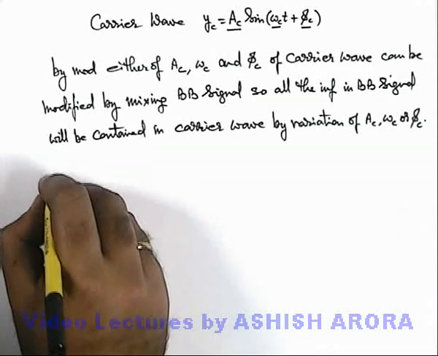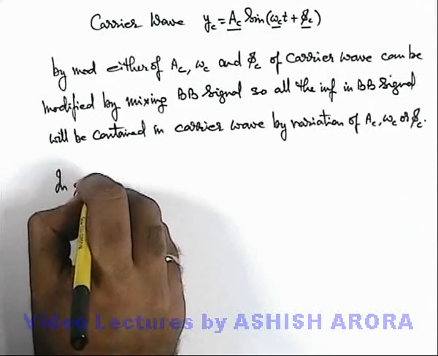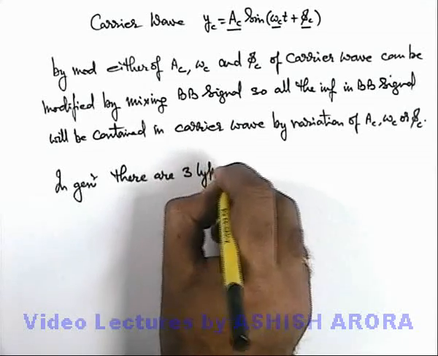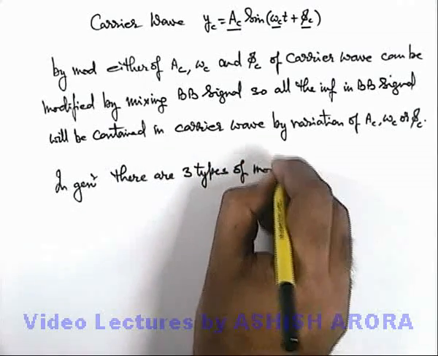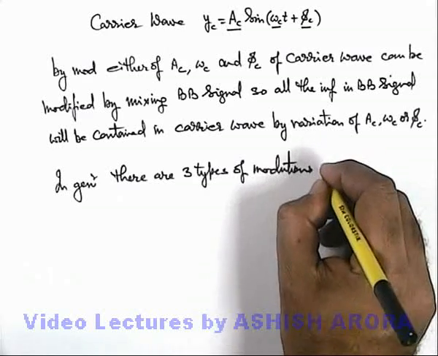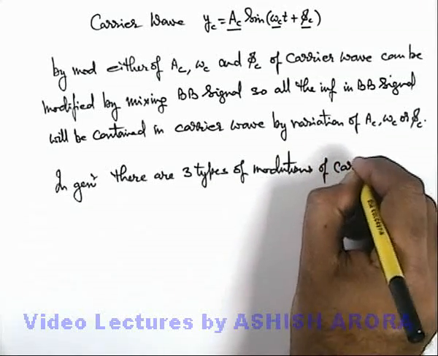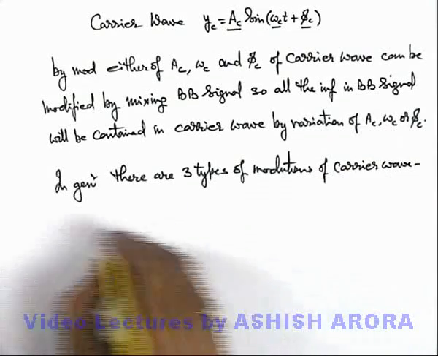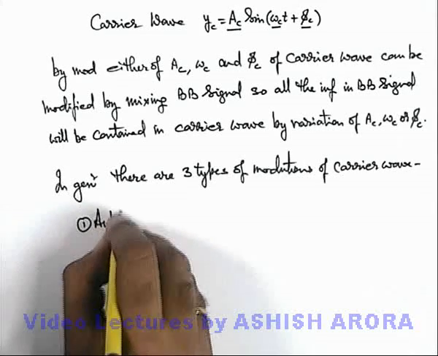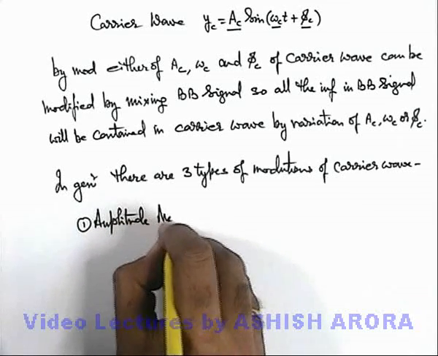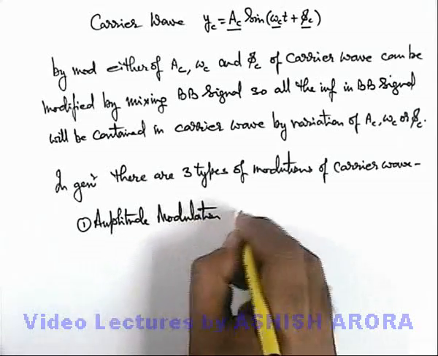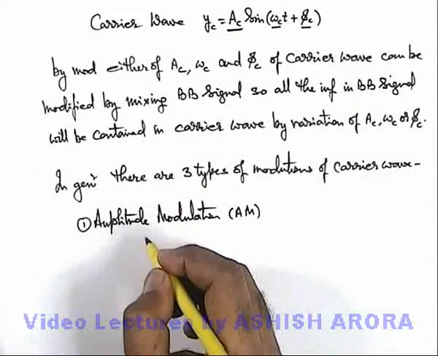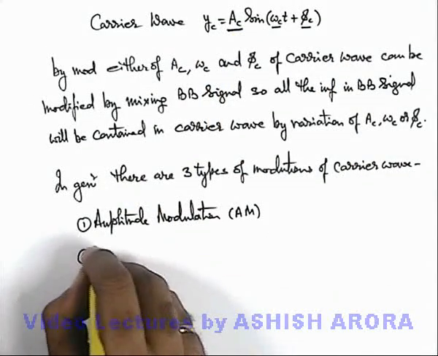In general there are three types of modulations which can be done of a carrier wave by baseband signal, and this is based on which parameter is being modified. The very first one is amplitude modulation. In amplitude modulation or AM, we modify the amplitude of the carrier wave by the baseband signal. In coming sections we'll discuss it in detail.